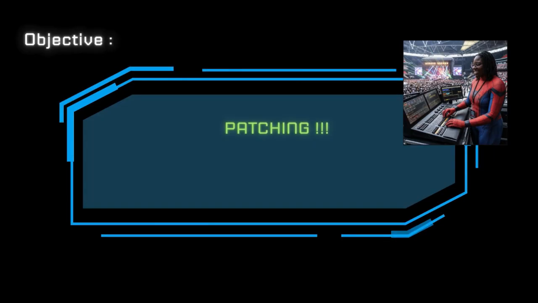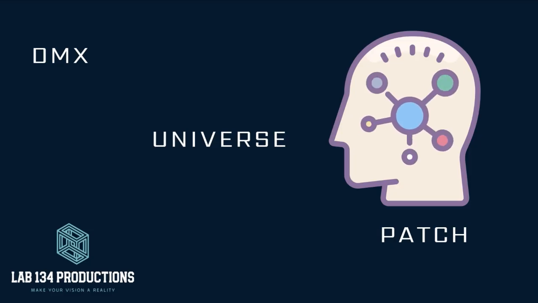A quick recap from last episode, we went over the console hardware, the user interface, and a quick understanding of parameters. Now that we have the basics down of the interface, let's patch some lights. But before we do that, I want you to understand three quick terms: DMX, universe, and patch.